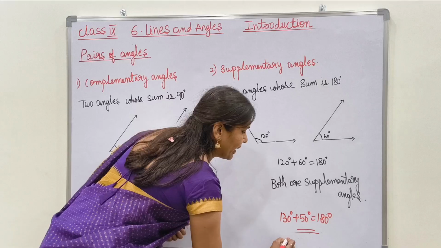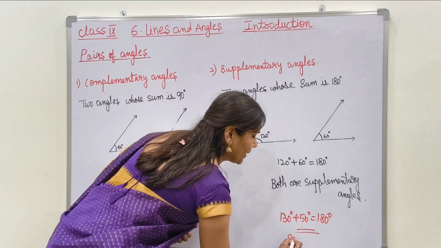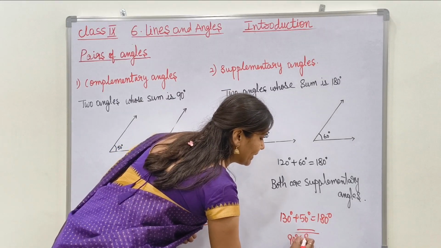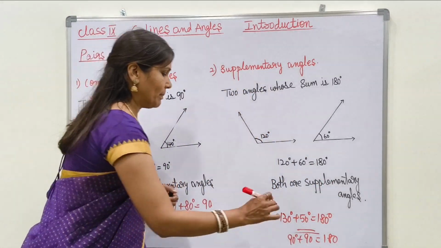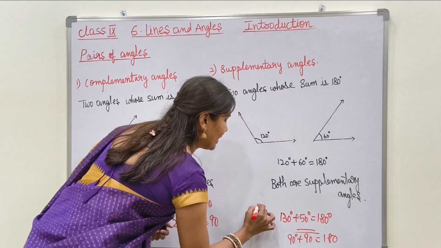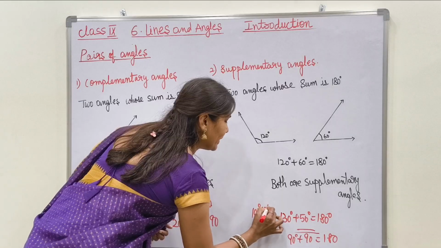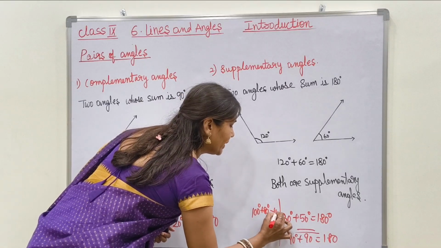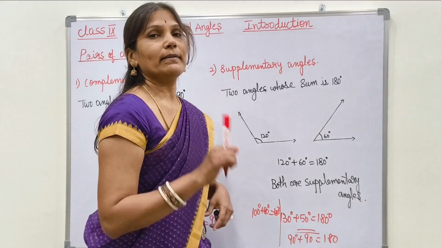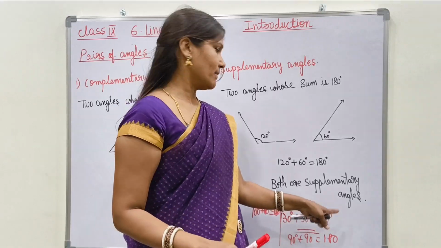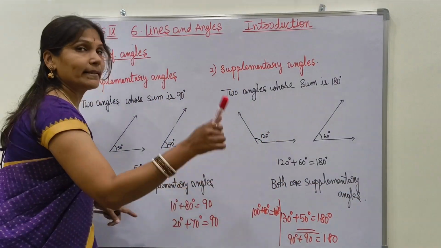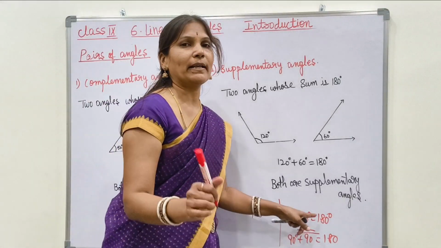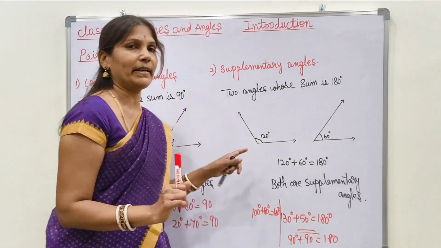Like this, you can take 90 degrees plus 90 degrees. Total 180 degrees. These two are supplementary angles. Otherwise, I am taking 100 degrees plus 80 degrees. Total 180 degrees. So any two angles whose sum is 180 degrees are supplementary angles. Any two angles whose sum is 90 degrees are complementary. Any two angles whose sum is 180 are supplementary angles.